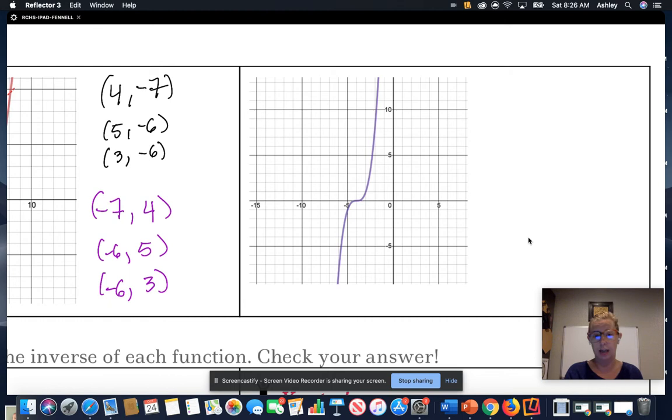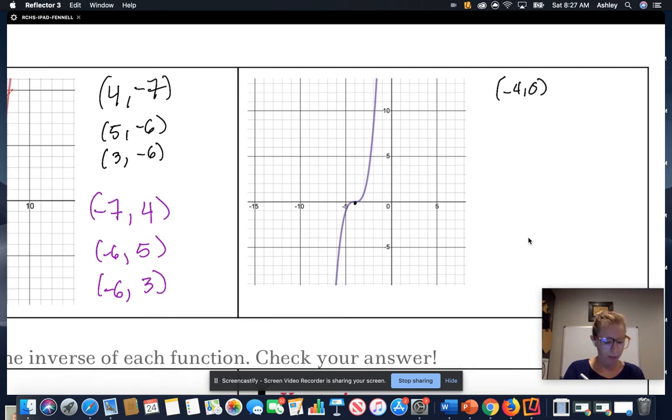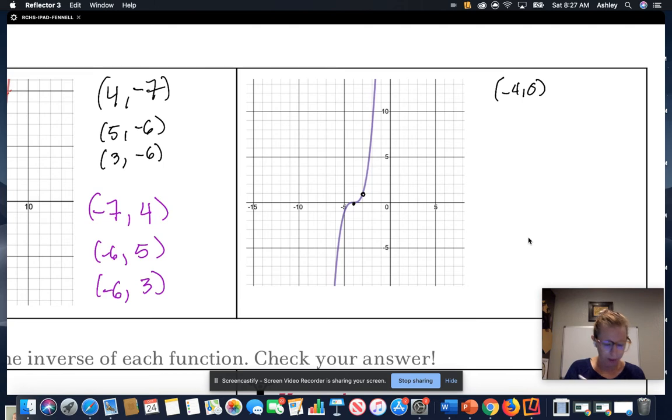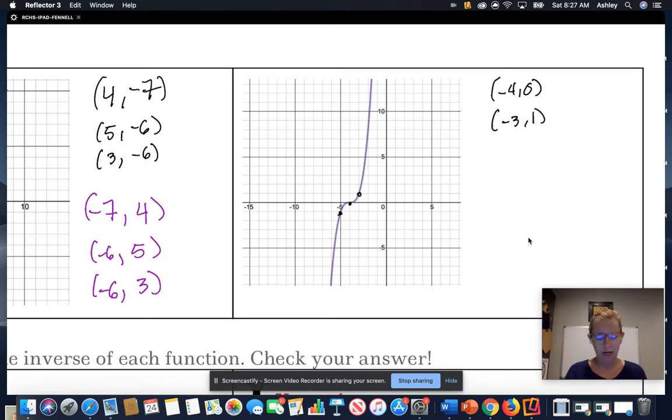Give this one an attempt with this cubic function. Okay, so again, I would start by identifying points. I'm going to start with the locator point. Locator point here is at -4, 0. Okay, and then we have over 1, up 1. Okay, so this would be -3, 1. And then we also have left 1, down 1, right? So -5, -1.